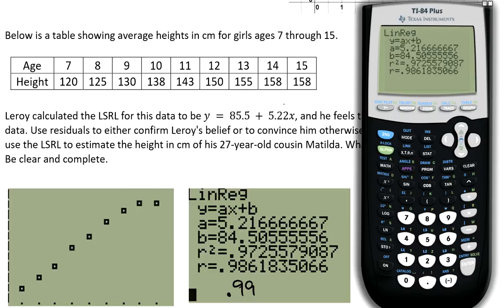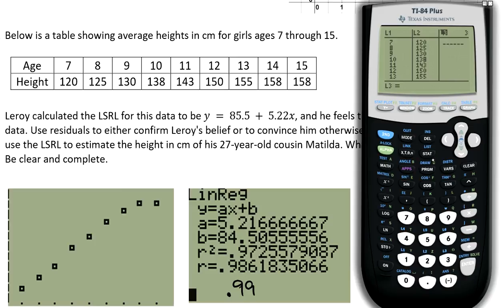So one of the things that we use to help us decide whether or not a line is a good model for data is we look at residual plots. So I'm going to look at the residual plot for this data. And again, I've already run my linear regression, and I'm just going to go into my list, and I've got my x's, ages, and I've got the y's, their height in centimeters, in list 1 and 2. In list 3, I'm going to add all the residuals for this data set.